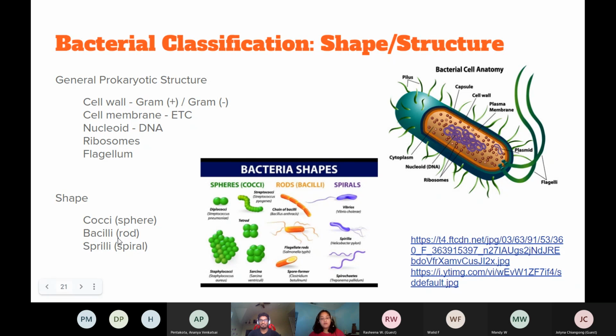Next, we have bacilli, which is the bacteria shape associated with rod-shaped bacteria. You have one that looks like a pill, one that looks like a bunch of pills sewn together, and so on. So that's the bacilli, the rods. And lastly, we have spirilli, which tend to be more spiral. And here are some examples of spirals.